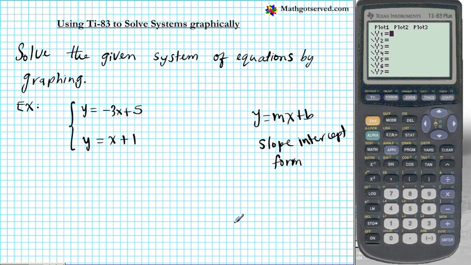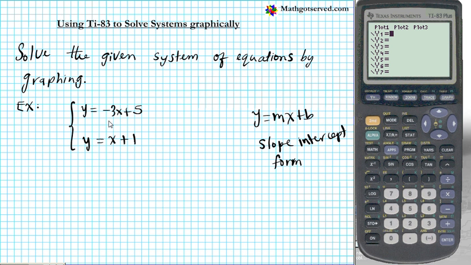If your equation is in standard form or point-slope form, you must transform it into slope-intercept form first before this calculator can graph it. We have other powerful graphing calculators that can graph functions regardless of whatever form it's in. But with this one, you have to get y by itself first before you can use this calculator to do it. Okay? So this example is easy because y is already by itself in both cases, so we're going to enter it.